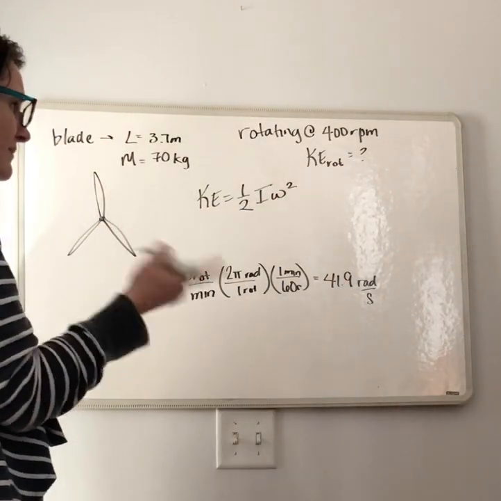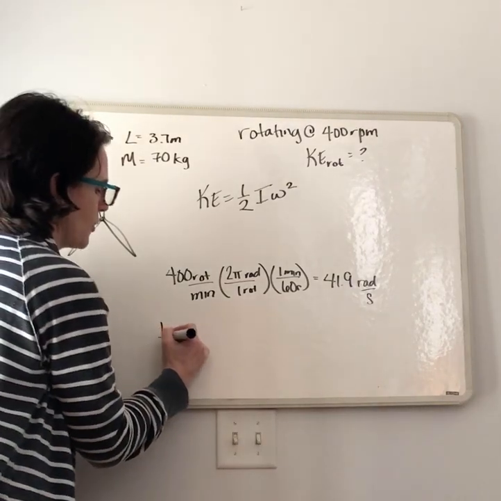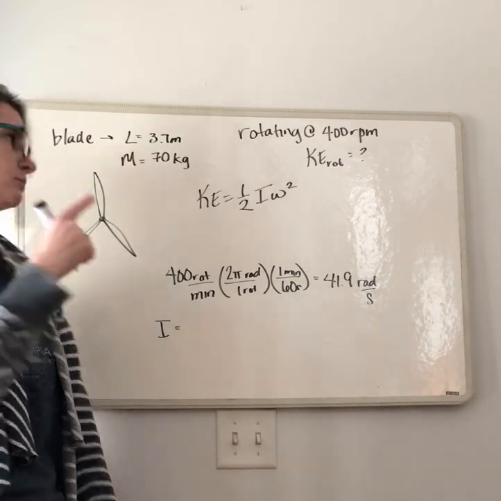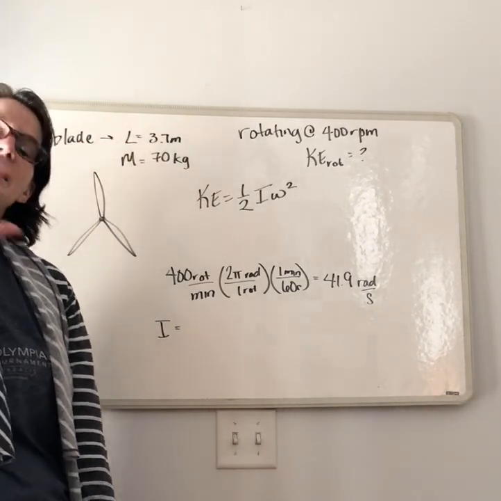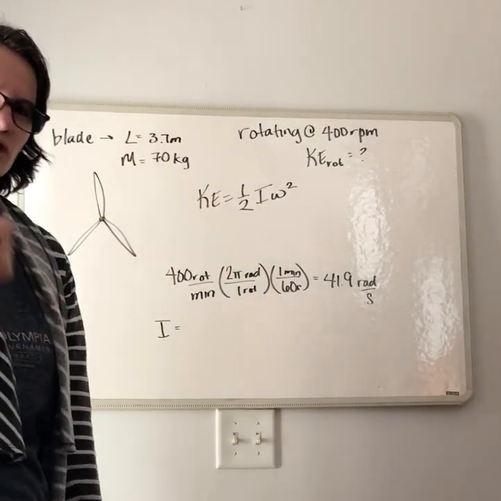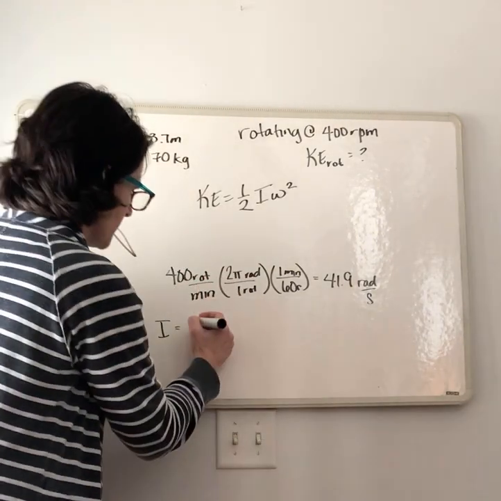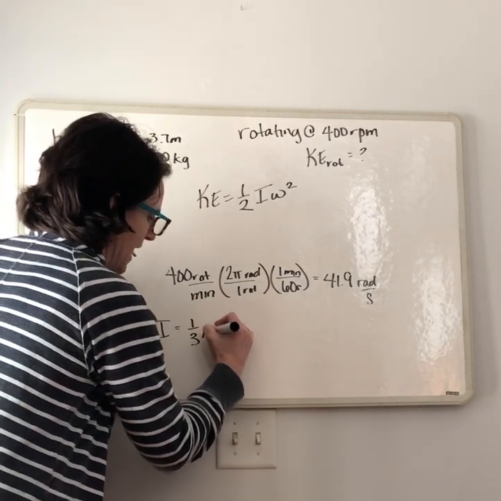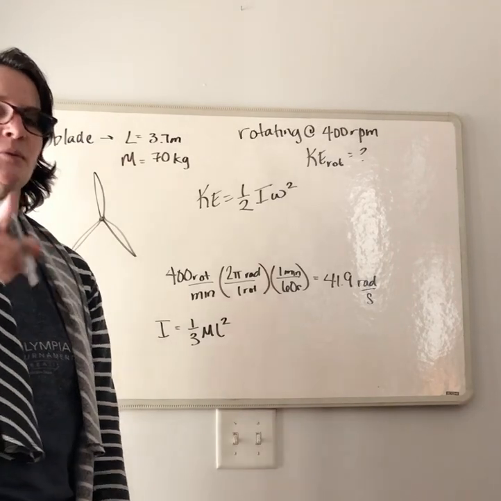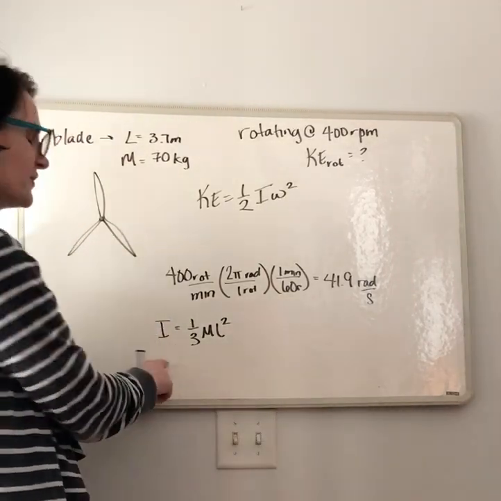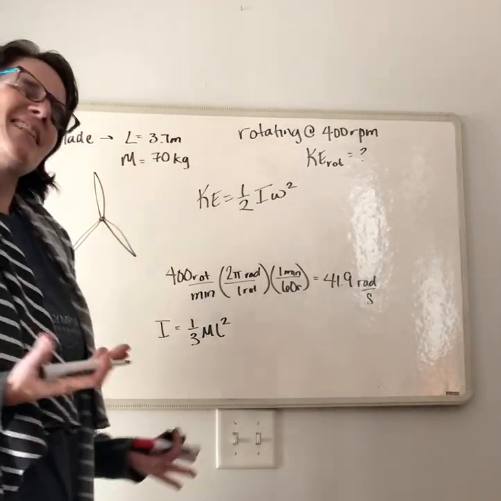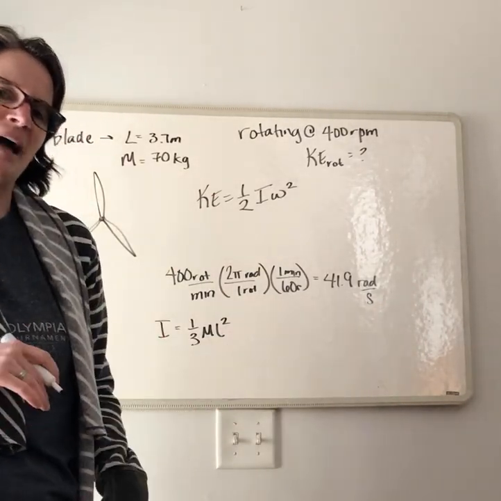Now, the next thing we need to determine is the moment of inertia. If we're modeling these rotor blades as thin rods rotating about the end, the relationship for the moment of inertia, and these are standard relationships you can look up, is 1/3 the mass times the length squared. Now I have 3 of them, so we'll find the moment of inertia for a single blade, the kinetic energy of a single blade, and then since we have 3, we can multiply that by 3.